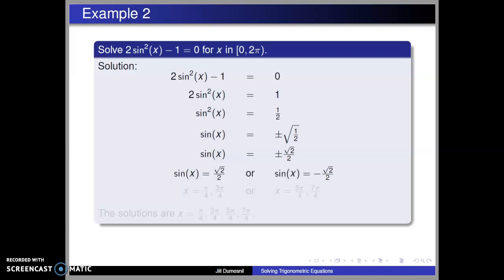Separating into 2 equations makes it easy to recognize the special values from the unit circle. The solutions in the interval from 0 to 2 pi are x equals pi over 4, 3 pi over 4, 5 pi over 4, and 7 pi over 4.